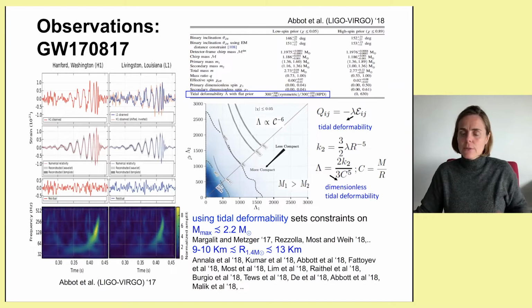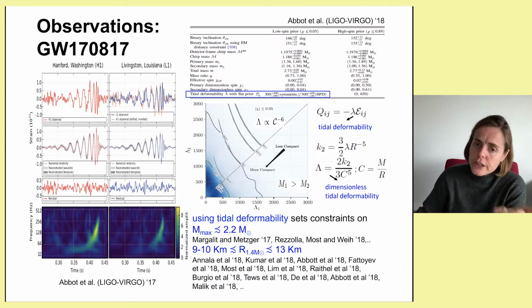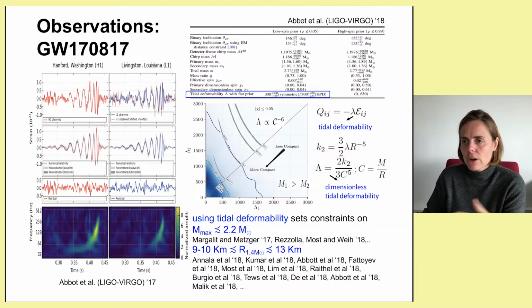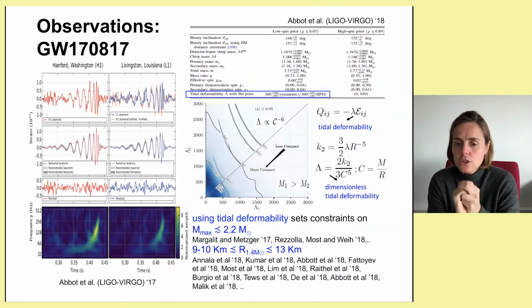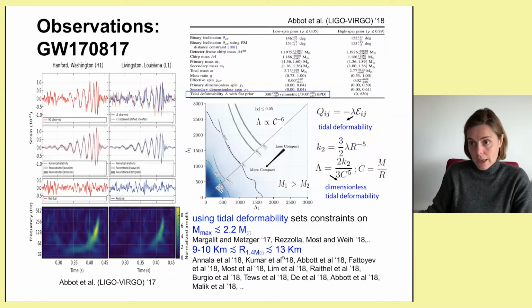and the radius. Actually, using this information, there have been different works trying to set constraints on the maximum mass and also on the radius of those objects. Of course, these analyses also take into account some assumptions, and then you have to see how good or bad those assumptions are. But as you can see, this event triggered a lot of studies in order to get information on the radius, which is something that we were lacking, okay?